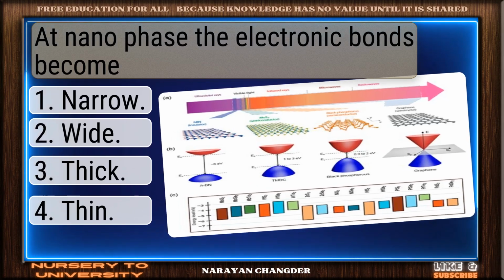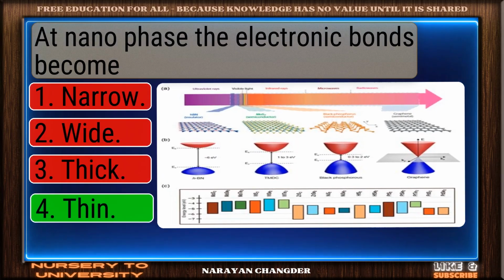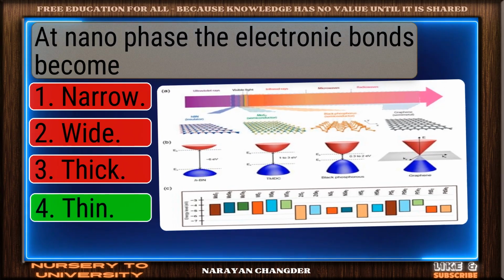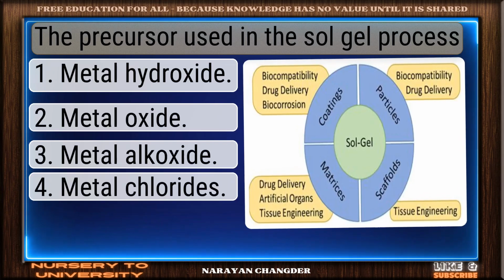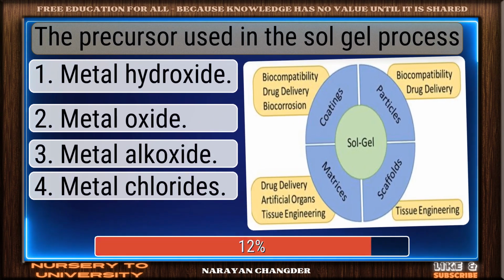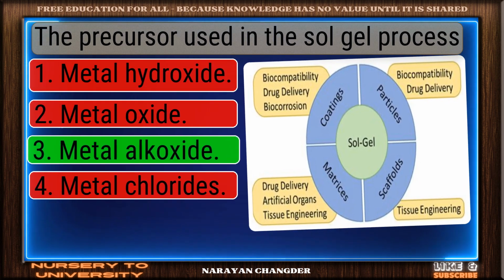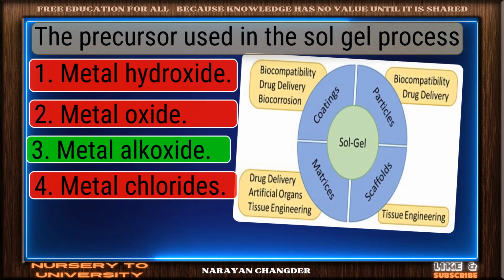At nanophase, the electronic bonds become? Well picked. Thin is the correct answer. The precursor used in the sol gel process? Correct. Metal oxide is the right answer.